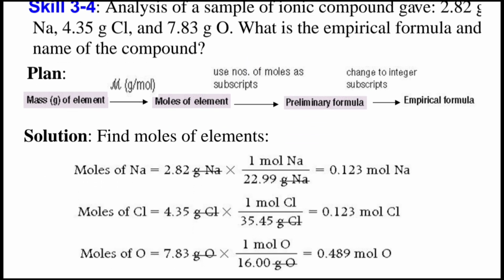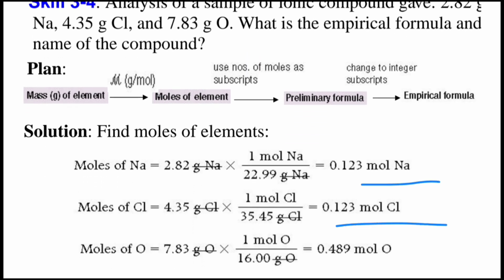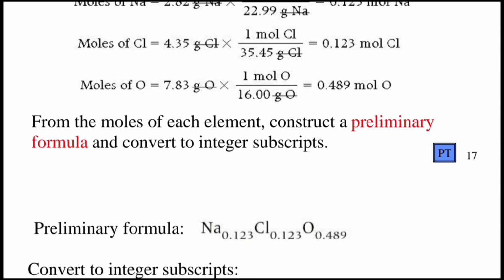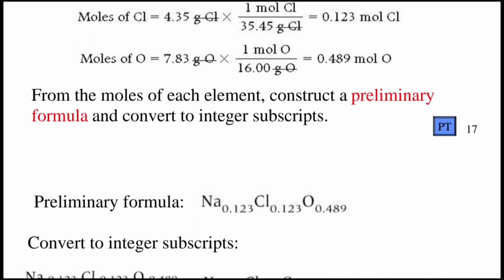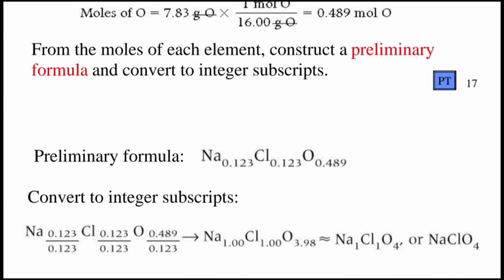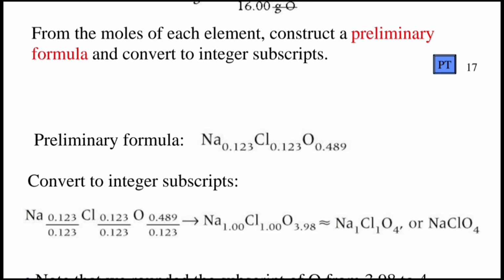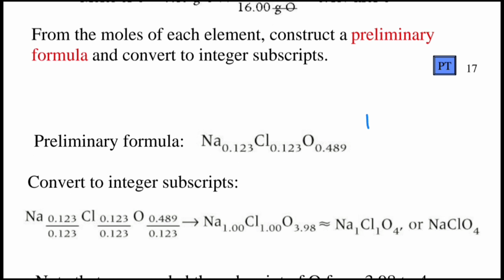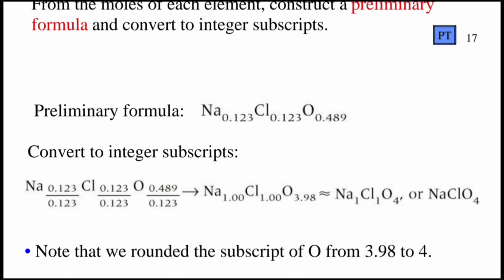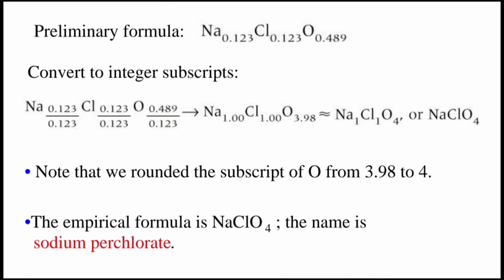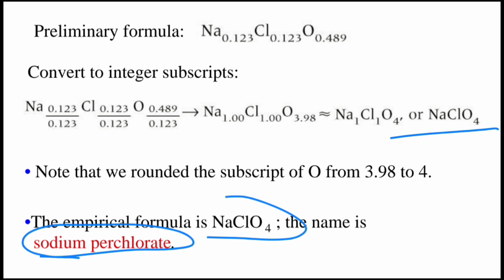We are finding moles here. You can see we find moles of sodium, chlorine, and oxygen. Then we divide each term by the smallest number of moles, 0.123. We will get 1, 1, and 3.98. We will round it off because it is close to 4, so we will write the formula as NaClO4. What is the name of the compound? We have two questions there, finding the empirical formula and the name of the compound. The name is sodium perchlorate, and this is also the molecular formula of sodium perchlorate. This is the simplest whole number ratio as well.